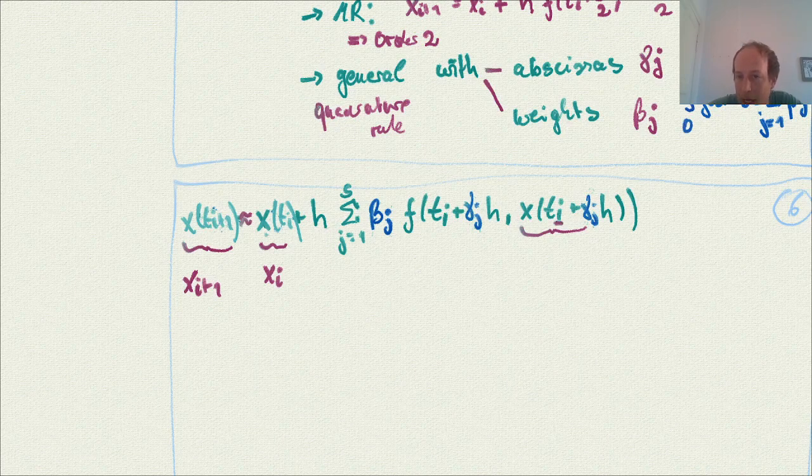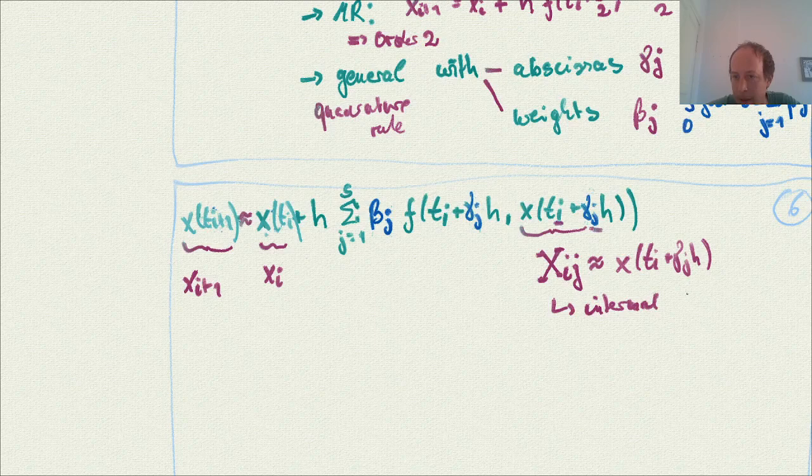Since they depend on the i, the time where we are right now, but also on the j, which relates to the state here, these will be values that depend on i and j, and we will denote them by a large X, X_{i,j}. They should approximate x of t_i plus gamma_j h. So this X_{i,j} will be an approximation to that, and they are called the internal state values.